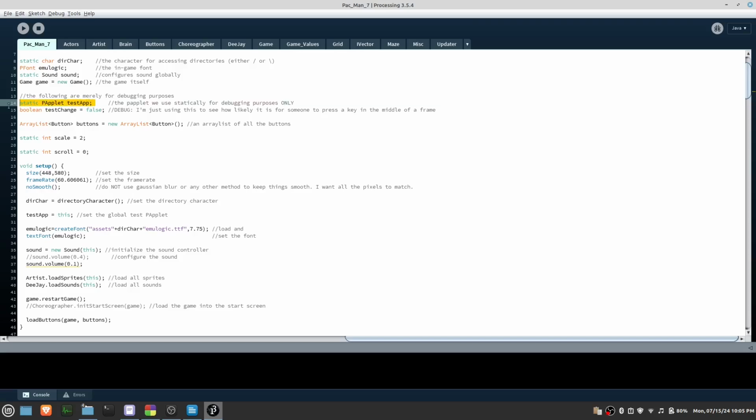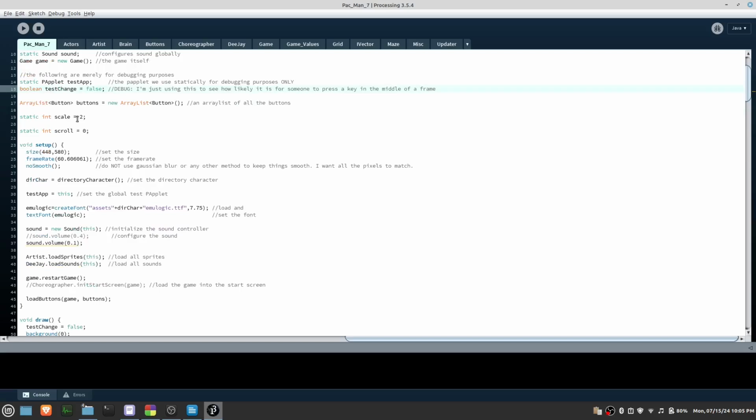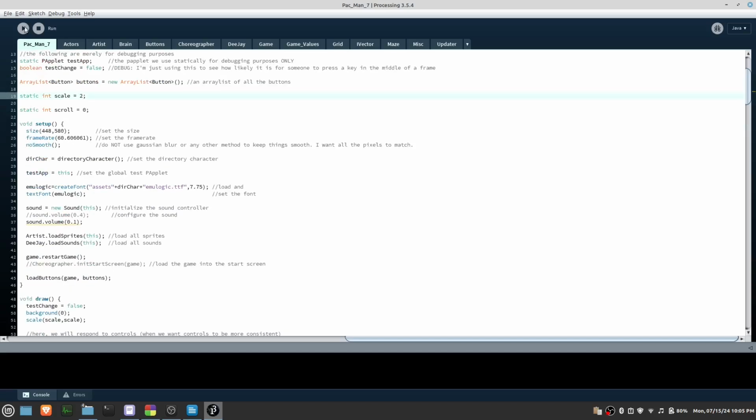This is just for debugging purposes. Anytime I need to directly call upon PApplet, because for the most part, PApplet should not be called statically like this. But anyways, this was also a debug, and then we have the list of buttons. I probably should have encapsulated this better, but we have the list of buttons that we see on the menu screen, the scale.